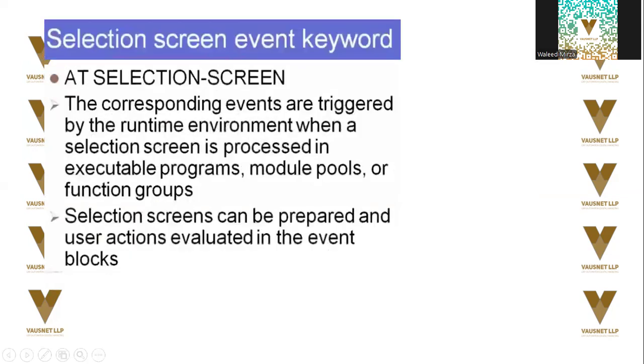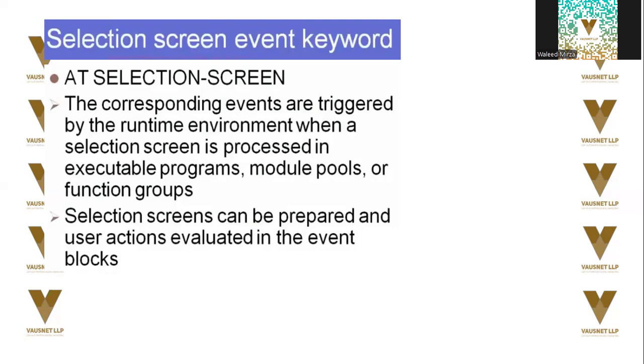Selection screen. The corresponding events are triggered by runtime when selection screen is processed in executable programs, module pools, or function groups. We'll see function groups ahead. Selection screens can be prepared and user actions are evaluated in the event block. User actions can be input, can be record, updating, or reading from the table.